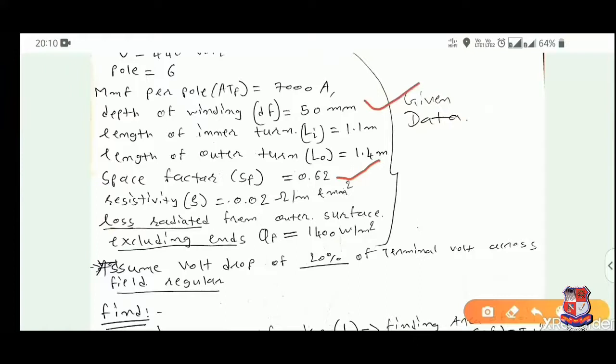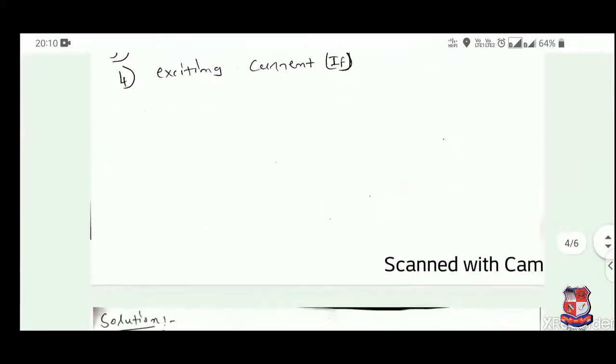Here this is SF and DF. Okay, DF is in mm, so we need to consider this mm because there is a variation in the unit, so we need to consider only one. So let us see.